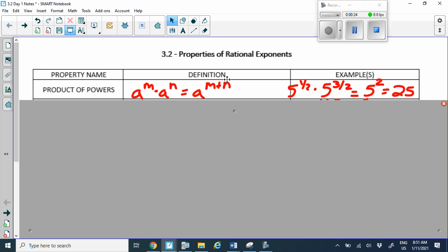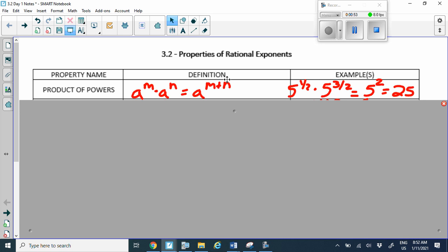Okay, when we have the same base and we're multiplying, remember we add the exponents. So the example I have here is 5 to the 1/2 times 5 to the 3/2. So we need to add the fractions. Remember, if they have the same denominator, then all you have to do is add the numerators and then simplify. So when we do 1/2 plus 3/2, that gives us 4/2, and of course that simplifies to 2. And make sure you evaluate when it's a number, so 5 squared is 25.